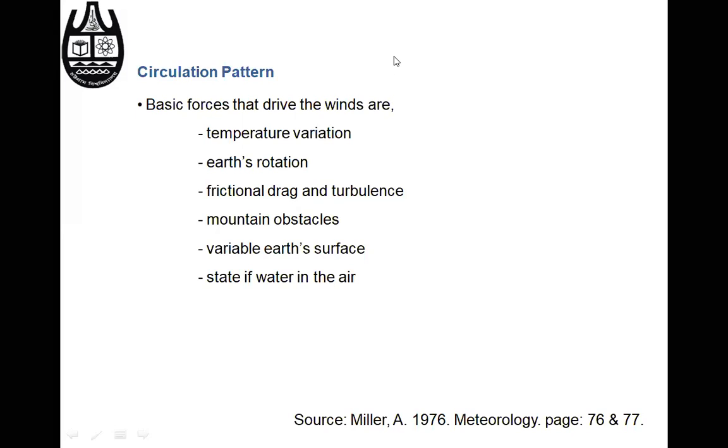For example, the air molecules are heated up differently. Air molecules can go in different directions because of obstacles. Air molecules can also change other aspects of their nature, such as water vapor content and many others. So land use itself is also a cause of wind movement.